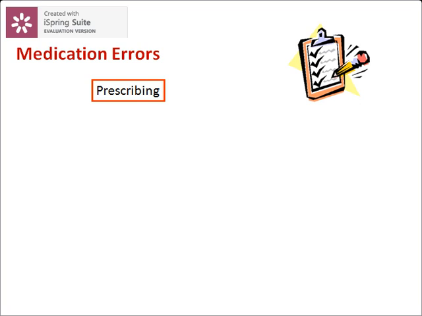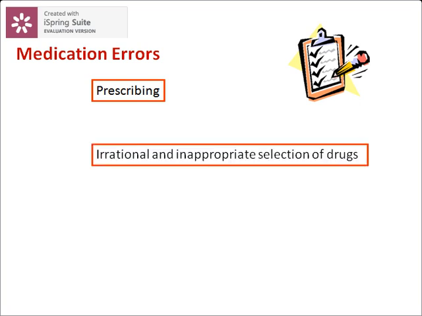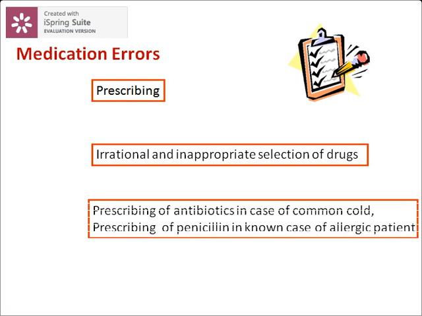Now, prescribing type of medication errors occur because of the irrational and inappropriate selection of drugs. For example, we know common cold is a viral condition. So if a patient is prescribed antibiotics, this is a case of prescribing type of error. Then use of penicillin in a known case of allergic patients is also an example of prescribing type of medication errors.